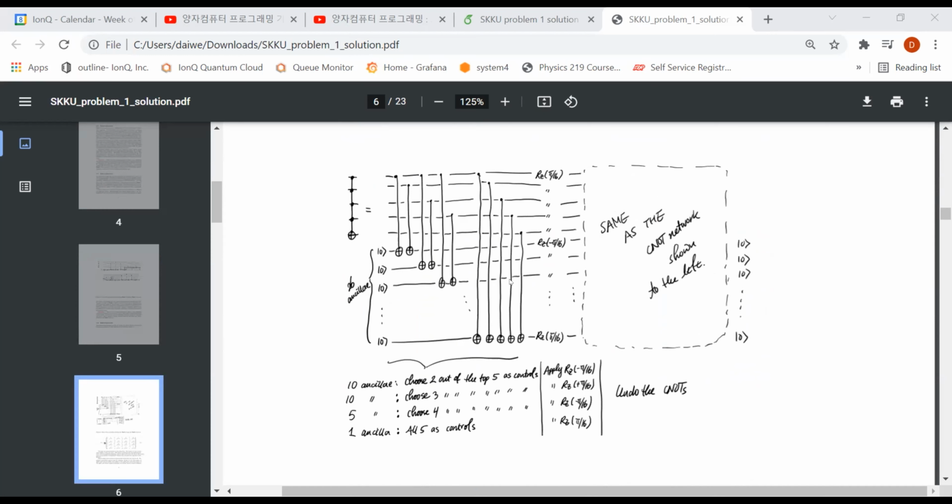Yeah, so note that control NOT is nothing but control Z conjugated by the Hadamard gates on the target qubit.